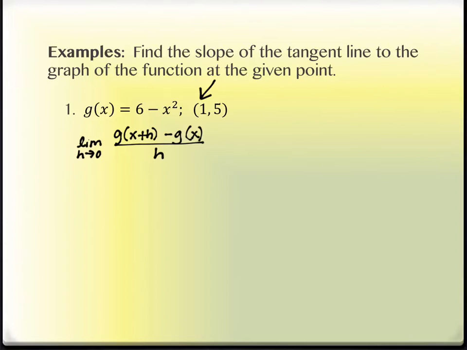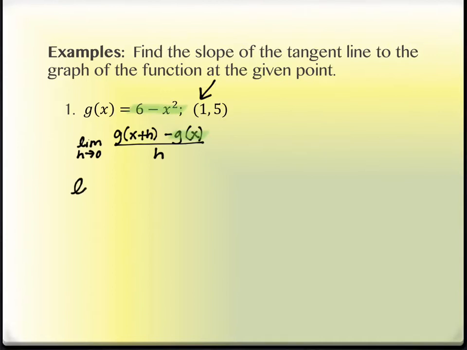Could we plug in x equals 1 right now? We could, but we're just going to wait till the end because that way when we aren't given a specific x value, we still have the same process in place. We don't have to recreate the wheel. So what does this look like? Well, it means that we're going to take this function right here, and we're going to put it right there, because the function's name is g of x. g of x is 6 minus x squared.